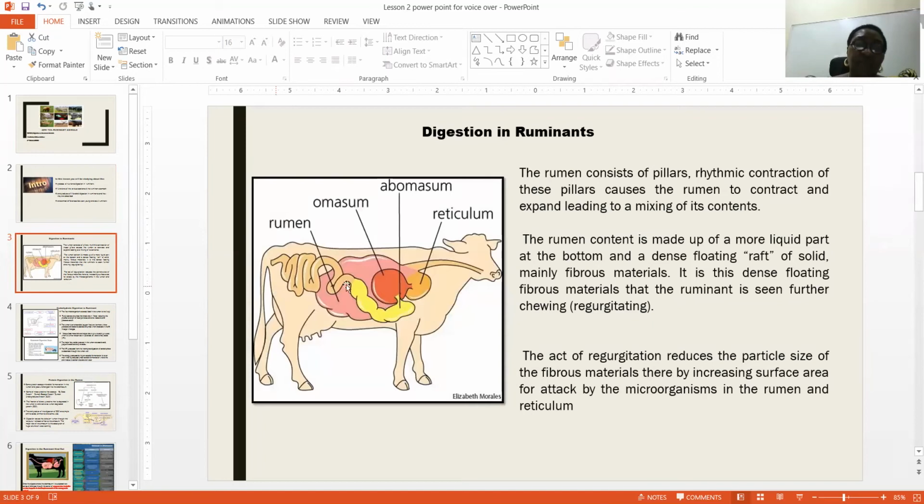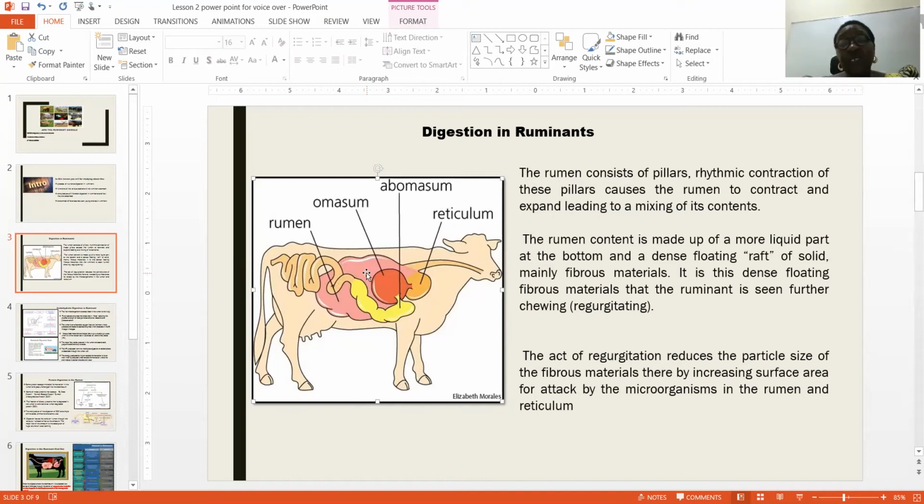As you can see from the diagram here, the stomach of the ruminants, like we have said earlier, is made up of 4 compartments. And it is these compartments that actually differentiate the ruminant animals from the conventional monogastric or non-ruminant animals. The rumen, as you can see in this picture, consists of pillars that have rhythmic contraction. And this contraction is actually what causes the contraction and relaxation of the rumen. And this helps in mixing the contents of the rumen.